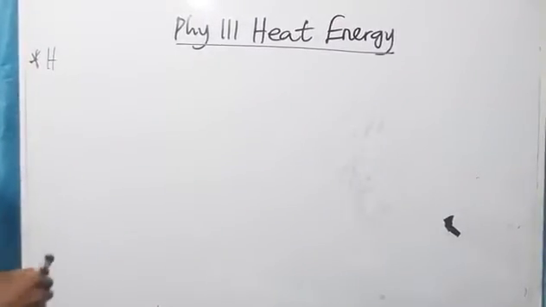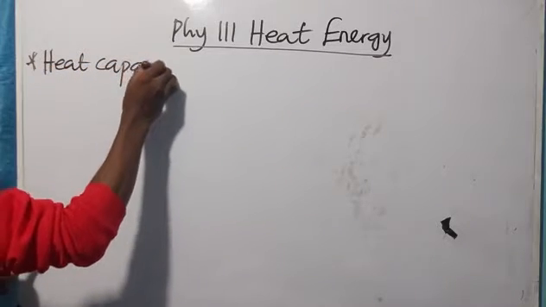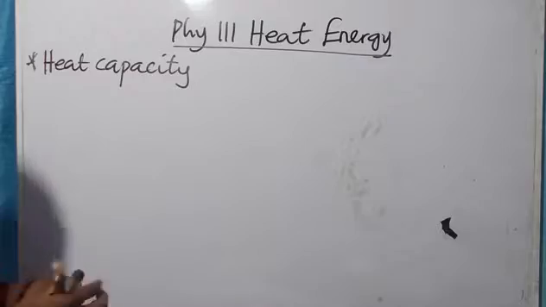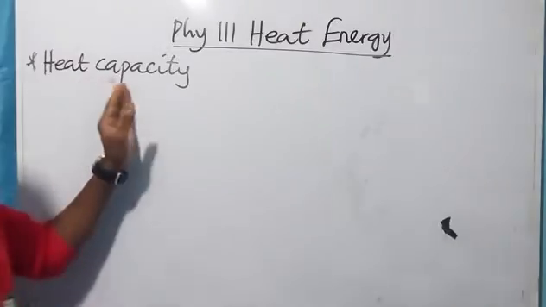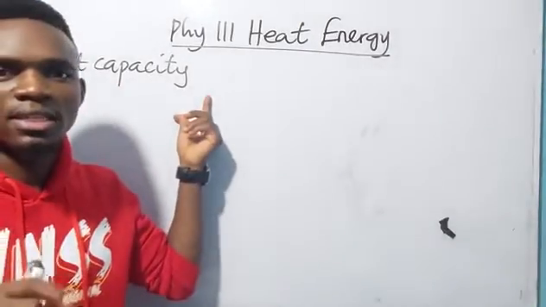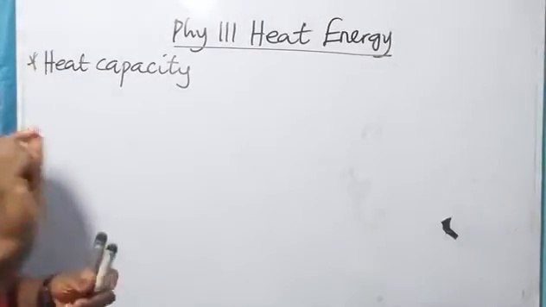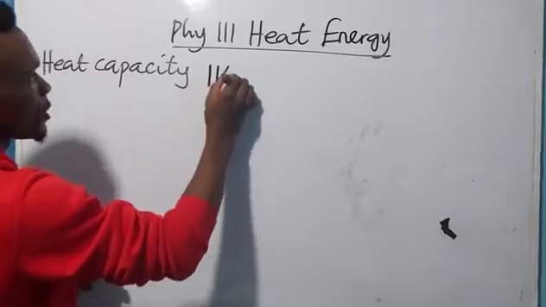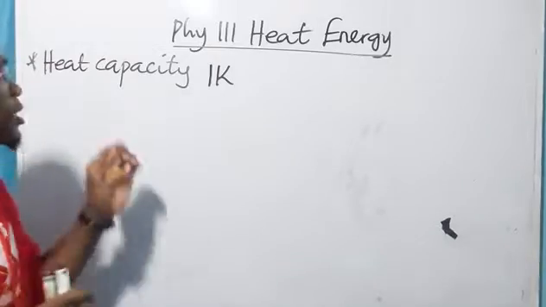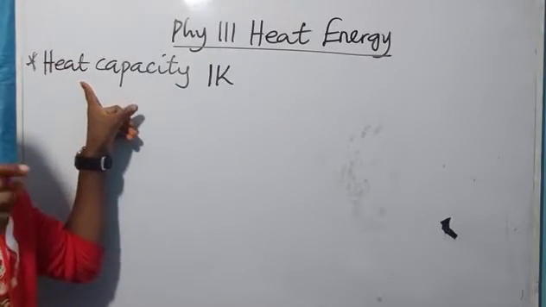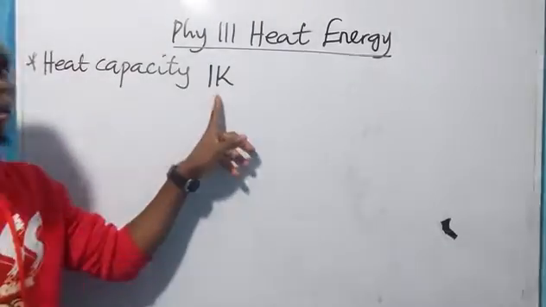Now the first one is heat capacity. Heat capacity means the quantity of heat required, needed, or supplied. Heat capacity can be defined as the quantity of heat needed or supplied or required to raise the temperature of the mass of a substance by 1 Kelvin. It is the heat needed to raise the temperature of the mass of a substance, of an object, by 1 Kelvin.